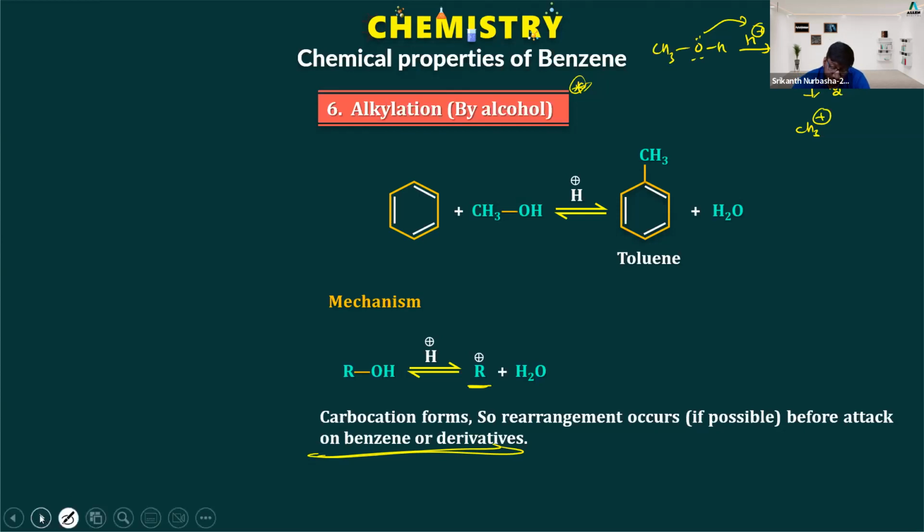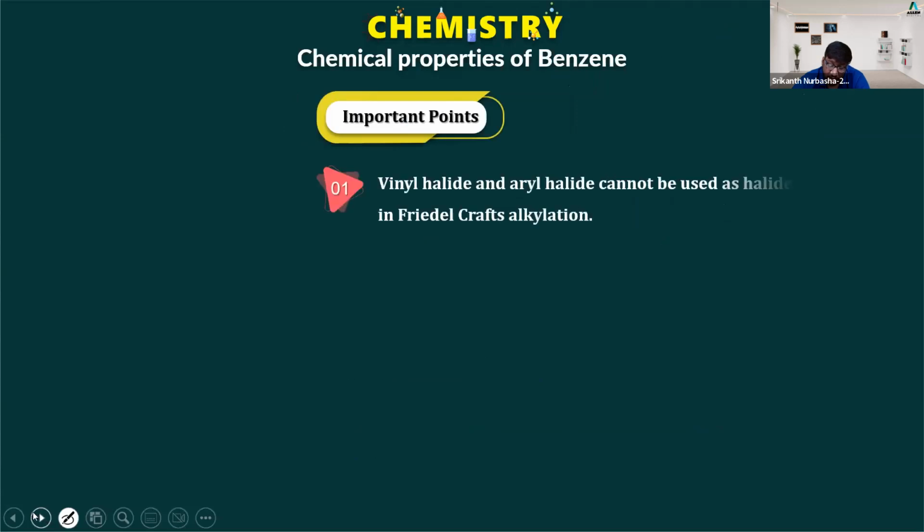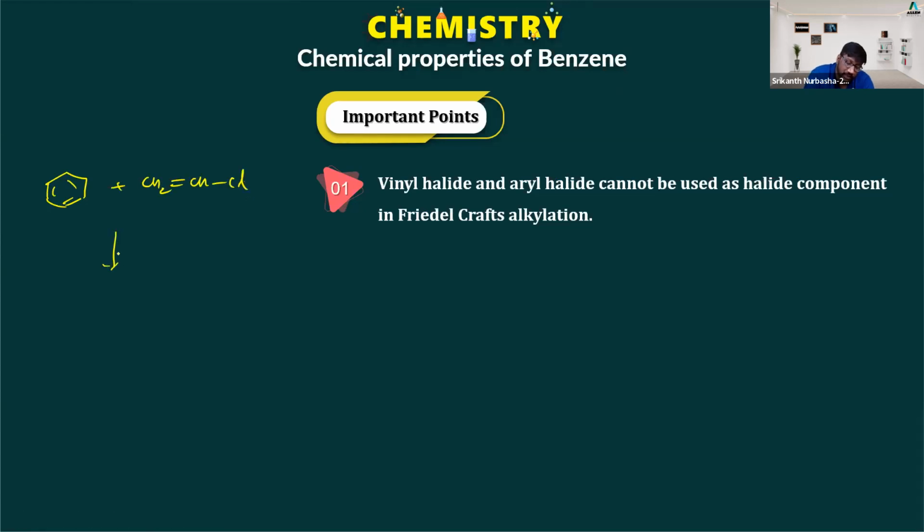Right, students? Important points: vinyl and aryl halides cannot be used as halide components in Friedel-Crafts alkylation. That is true. Why? If I want to do a Friedel-Crafts alkylation, I have to take benzene and CH2 double bond CHCl treated with AlCl3. AlCl3 will react with this vinyl halide to form CH2 double bond CH plus, but it is unstable, or not? Yes, sir. So the vinyl carbocation is unstable.